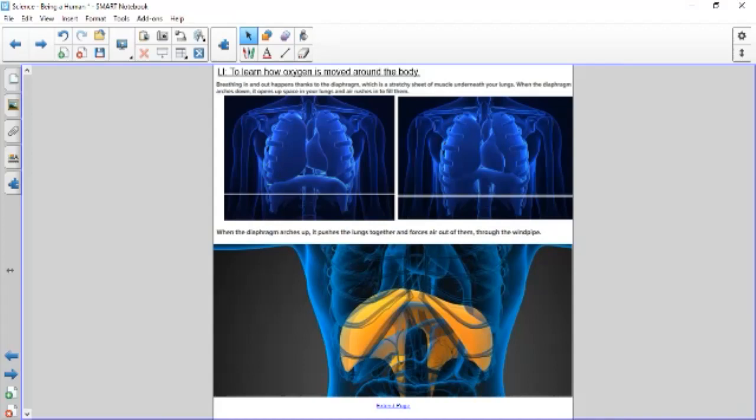On this picture, you can see the function of the diaphragm. Breathing in and out happens thanks to the diaphragm, a muscle that aids breathing and is located just below the lungs. When the diaphragm arches down, it opens up space in your lungs and air rushes in to fill them. When the diaphragm arches up, it pushes the lungs together and forces air out of them through the windpipe.